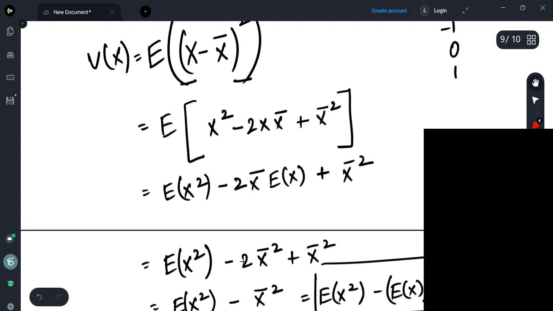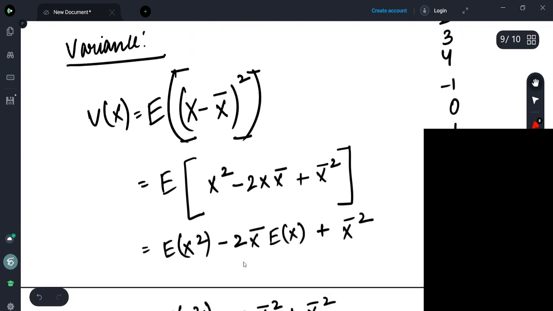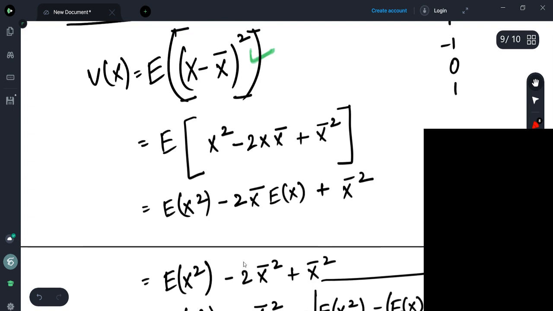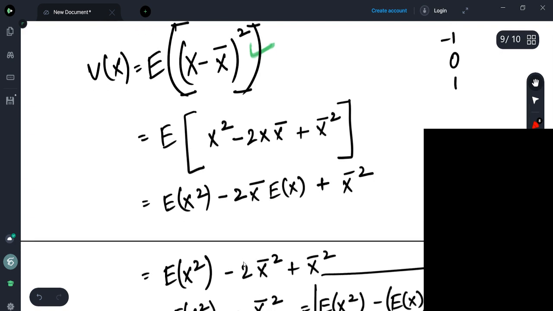Extremely important direct question for your exam. 3-mark question. They will tell you to derive the result of the formula for variance. So you need to start from this step and you need to end it here. Variance is also known as average deviation square, and standard deviation is known as average deviation.